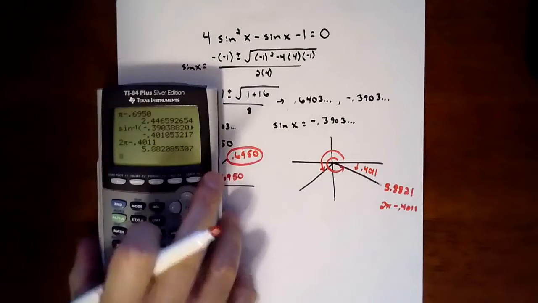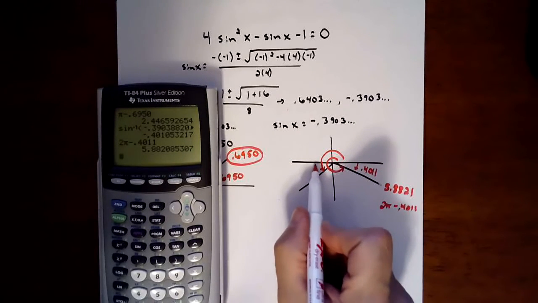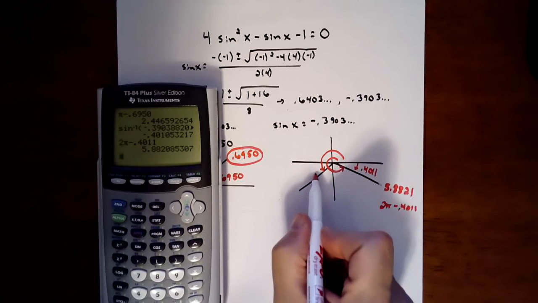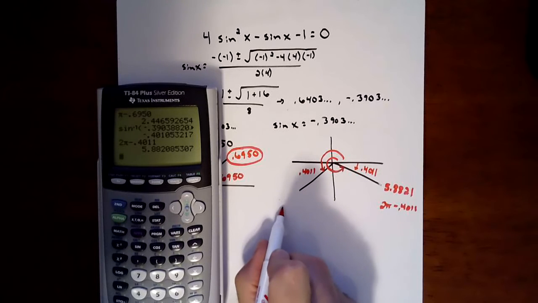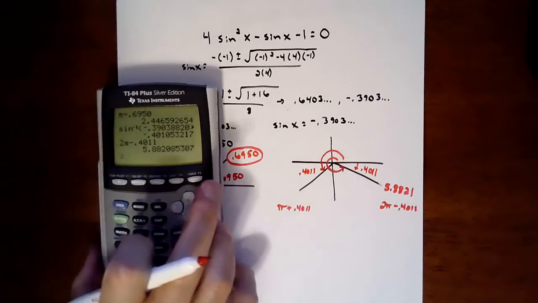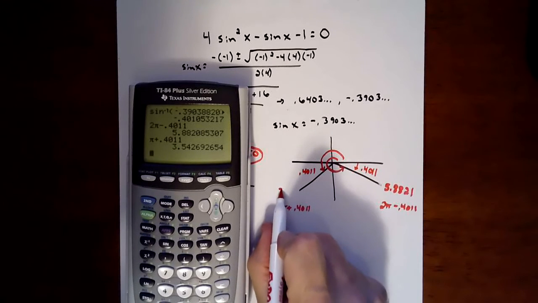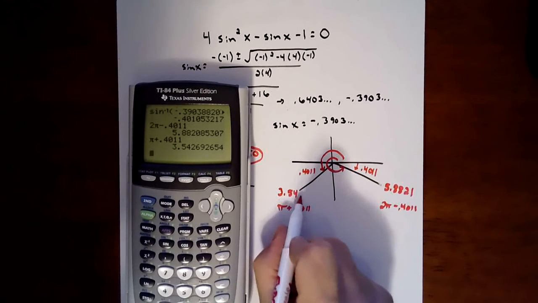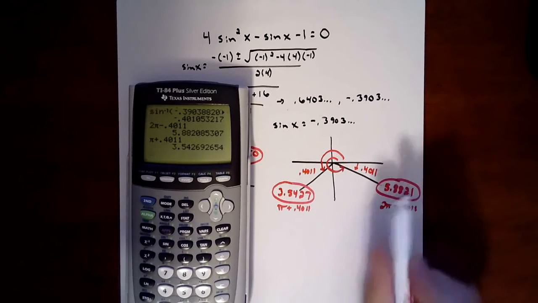To get to this angle right there, again, I'll use a degree measurement just to make it easier. If we knew this was 20 degrees, we would add 20 degrees to 180. So we're going to add 0.4011 to pi. I have no idea what that is, so pi plus 0.4011 is 3.5427. Okay, so there are our other angles.